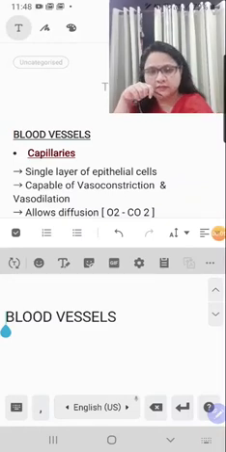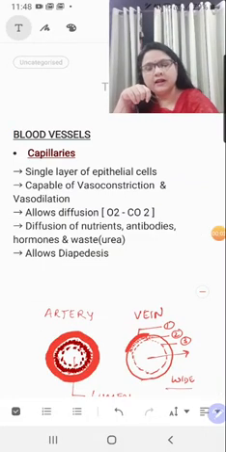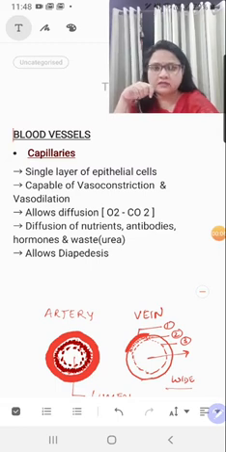Good morning, class 10th. Children, last time when I took your class, we discussed the structures of arteries and veins under the heading blood vessels. And today we will be moving further with capillaries.